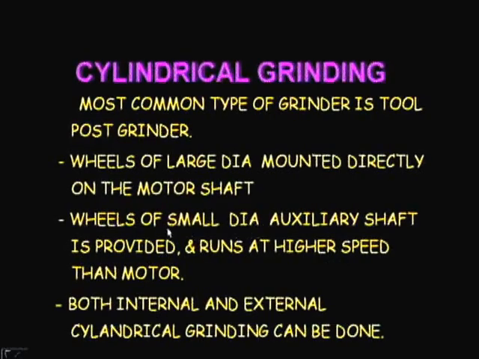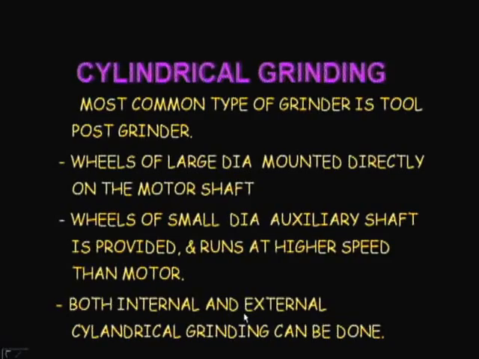So, for wheels of small diameter, if the diameter of the wheel is less, then instead of going directly for the motor shaft, we go for an auxiliary shaft, an additional shaft which is provided, so that this wheel runs at higher speed than the motor speed. Next, in this grinding, both internal and external cylindrical grinding can be done.